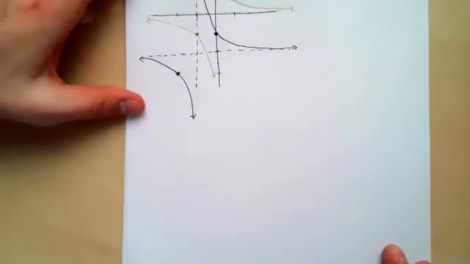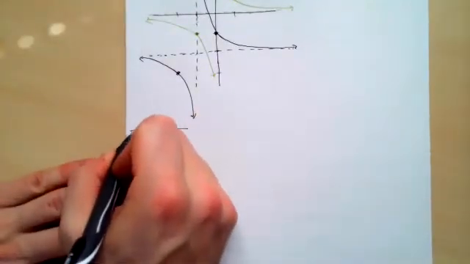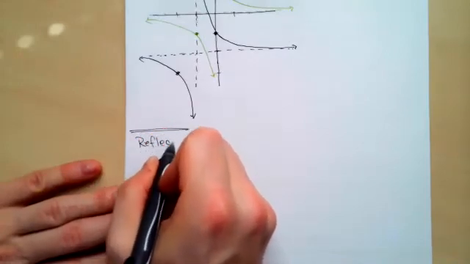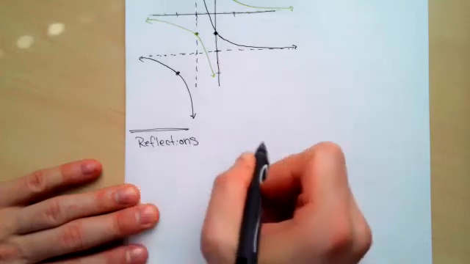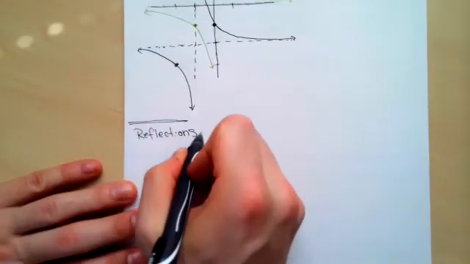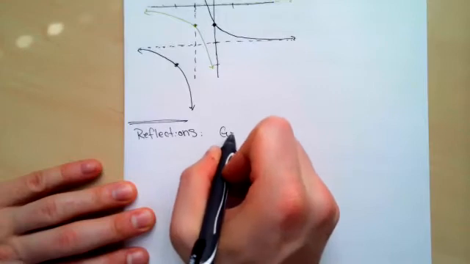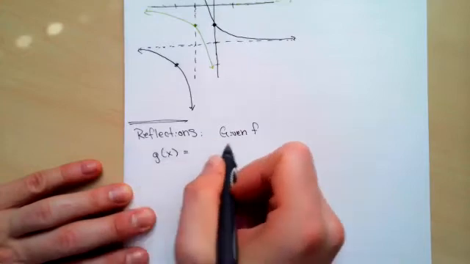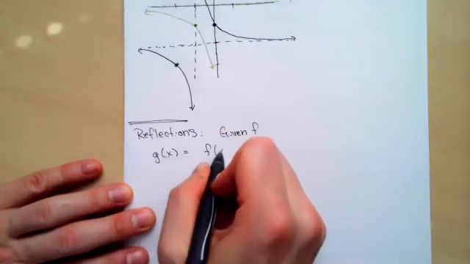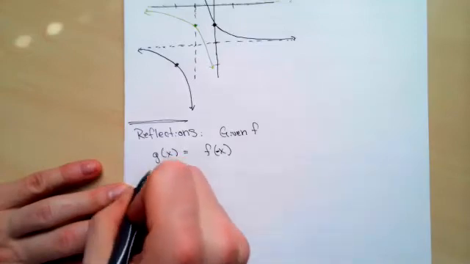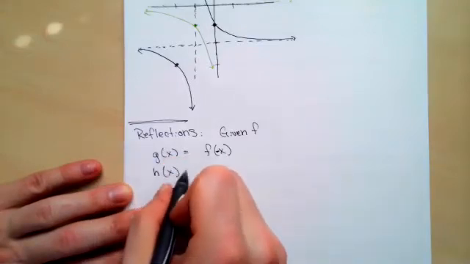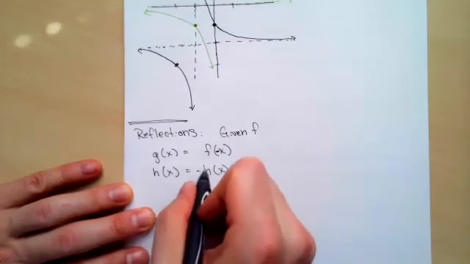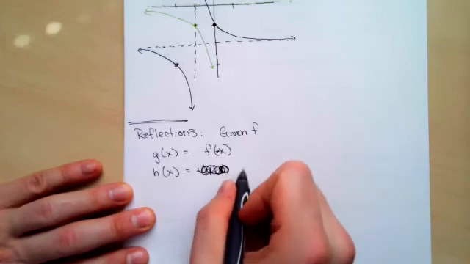Okay, our next transformations are going to be reflections. So again, we're given some function. We want to define g of x as f of minus x or, sorry, rewriting my letters, minus f of x.